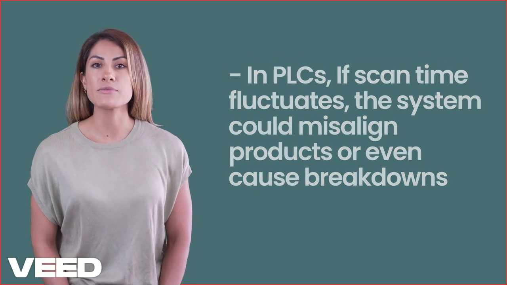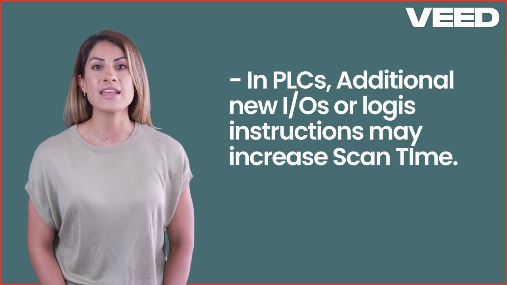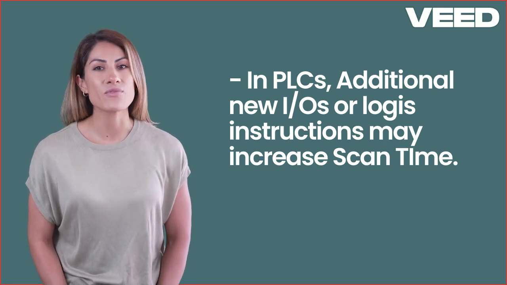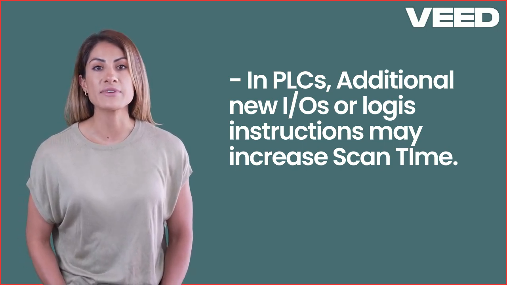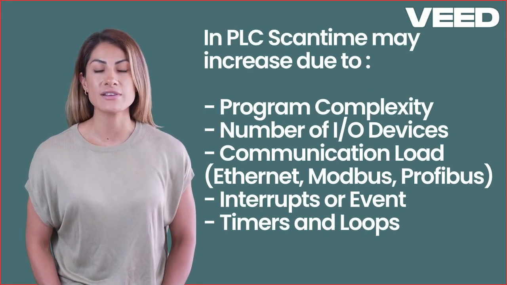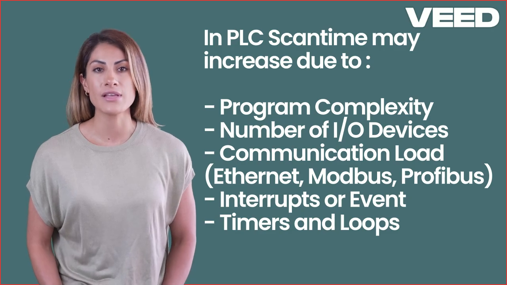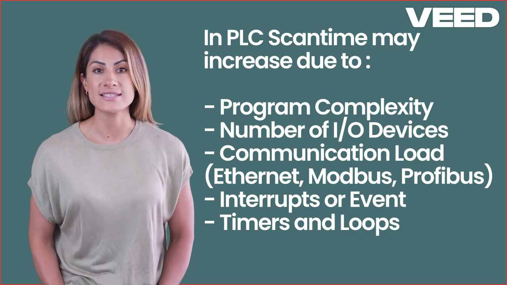Over a period of time, you may have added new inputs and outputs to the process, and definitely it would have increased scan time a bit more, but it is fixed. In a PLC, the scan time is generally deterministic, fixed, but it can vary due to program complexity. More logic instructions increase scan time. Number of I/O devices: more inputs and outputs to process extend scan duration.